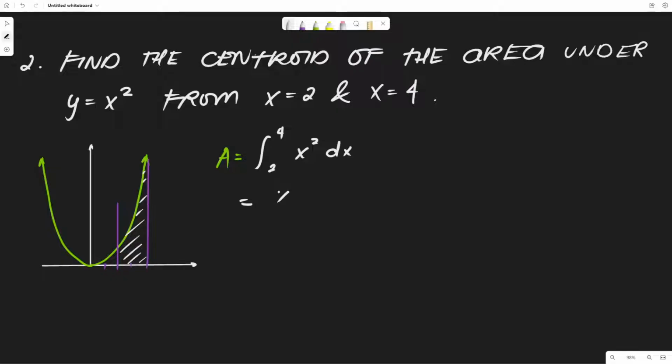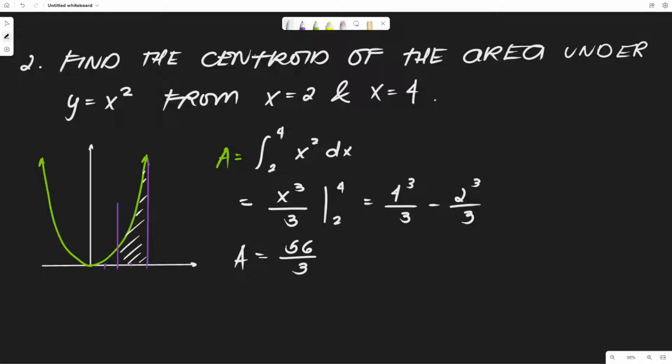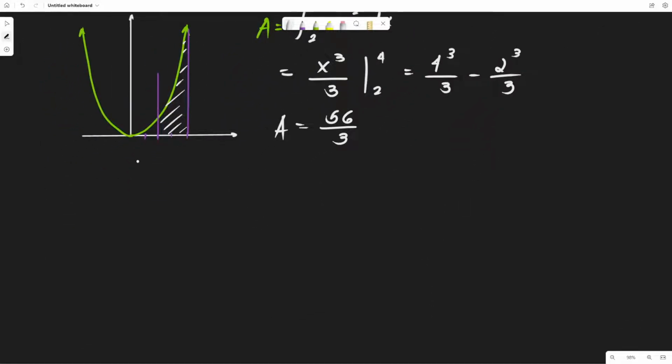So we have x cubed over 3, evaluated from 2 to 4. Therefore, we have 4 cubed over 3 minus 2 cubed over 3, which will give us the area, that is 56 over 3. 4 cubed is 4, 16, 64, minus 8. 64 minus 8 is 56 over 3. Okay, so now for x bar.